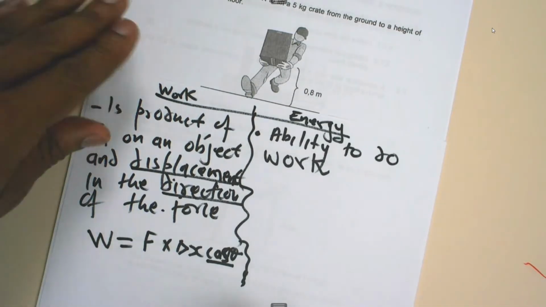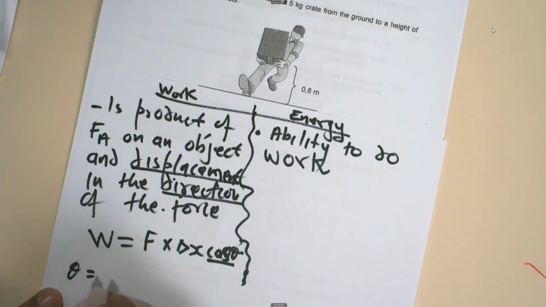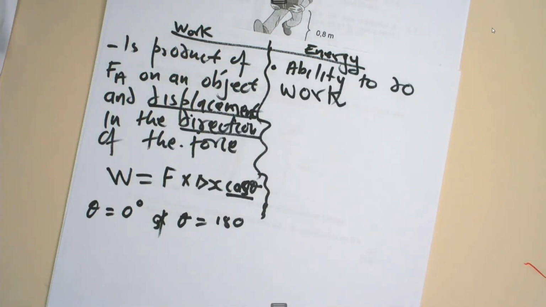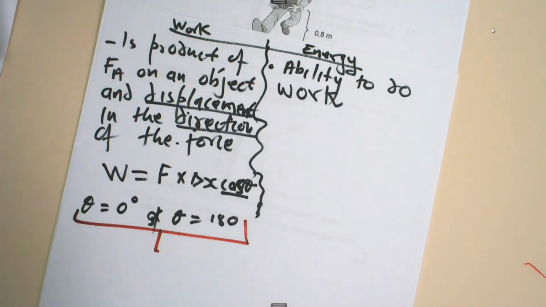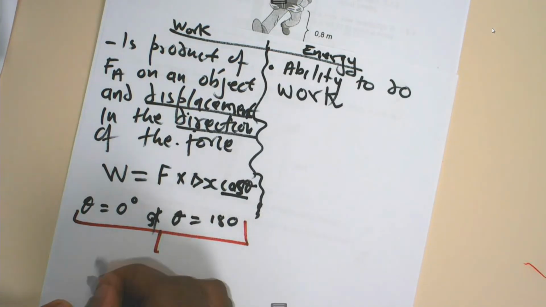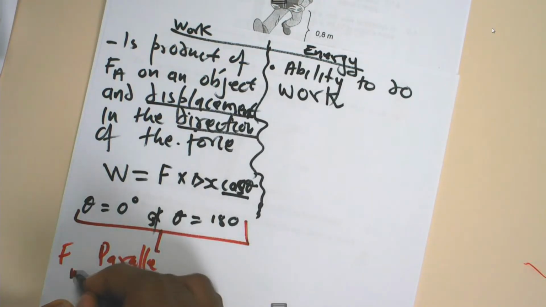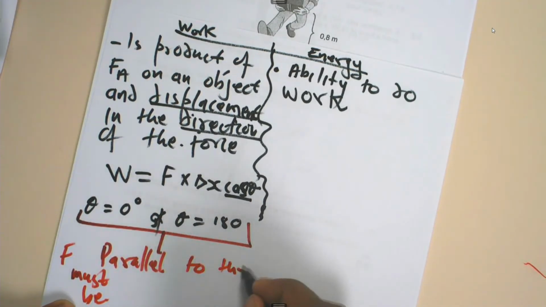So I'm going to try and generalize it and make it easy for you. For us to use theta equals 0 and theta equals 180, it means F must be parallel to the displacement.